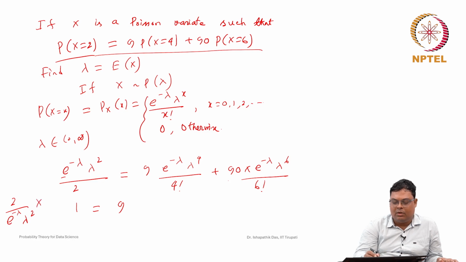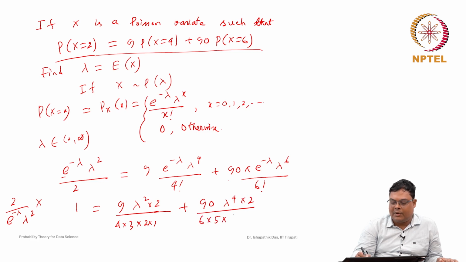So, then 9 into it is gone, now this is lambda square, and the 4 factorial is nothing but 4 into 3 into 2, this is cancelled here, okay, I just write it. So, this is nothing but 2, because 2 by I multiply to the power e to the power minus lambda square, plus 90 into e to the power minus lambda, it is again cancelled with this, then lambda to the power 6 it will come, lambda to the power 4 by 6, it will be into 2, 2 multiplied by 2, and 6 it is nothing but 6 into 5 into 4 into 3 into 2 into 1.